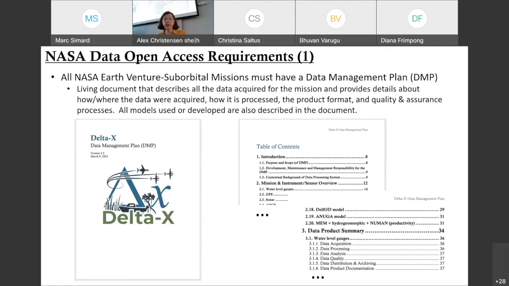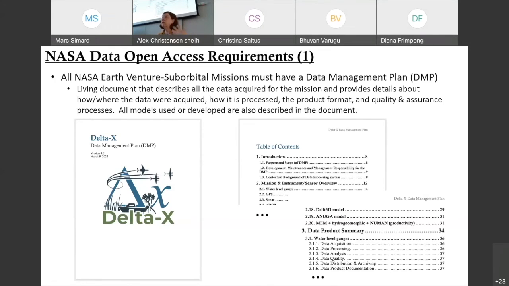So Delta X at the start, before we ever even collected data, we developed a management plan that detailed all of the data that we intended to collect in the field and from the airborne instruments, and the models that we intended to use, and the pathways from the field data and the raw data from the aircraft all the way through to the final data products.